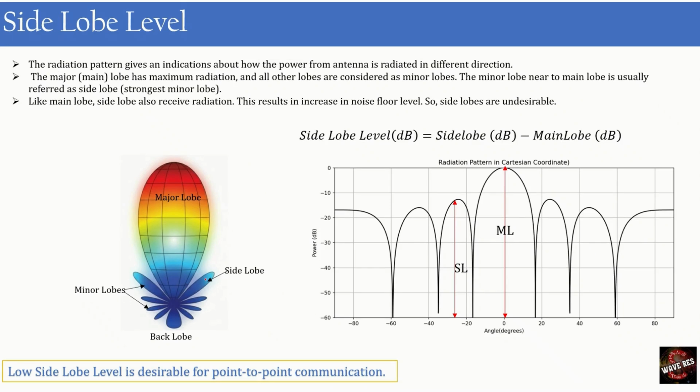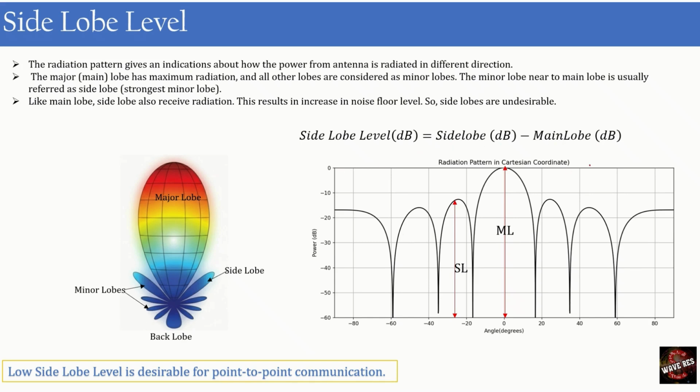The side lobe is the strongest minor lobe. It usually happens near the major lobe. The side lobe level gives an indication about the level of the side lobe with respect to the major lobe. It is defined as side lobe level equals side lobe in dB minus main lobe.